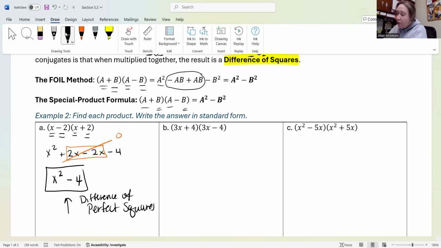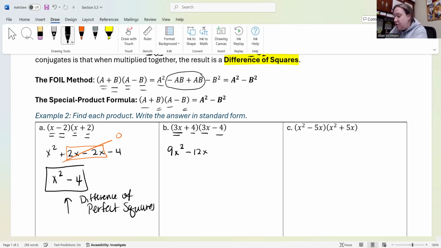Okay, now for the middle example, we have 3x plus 4 times 3x minus 4, definitely conjugate pairs. We're taking 3x and 4, we're adding, and then we're subtracting. Okay, so again, we're going to do the FOIL method just to prove to ourselves that those middle terms really do cancel. So 3x times 3x, those are the first terms, that's 9. And then we apply the product rule, x times x, we keep the x and add the exponents, so 9x squared. And then we take the outer terms, so that's 3x times negative 4. So 3 times negative 4 is negative 12, and then we just keep the x.